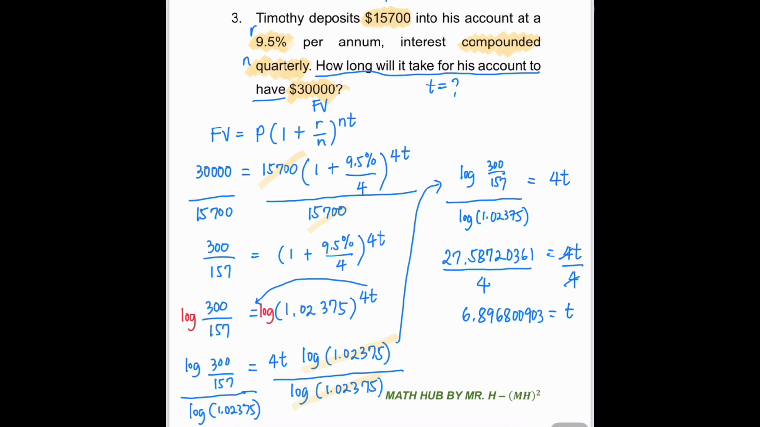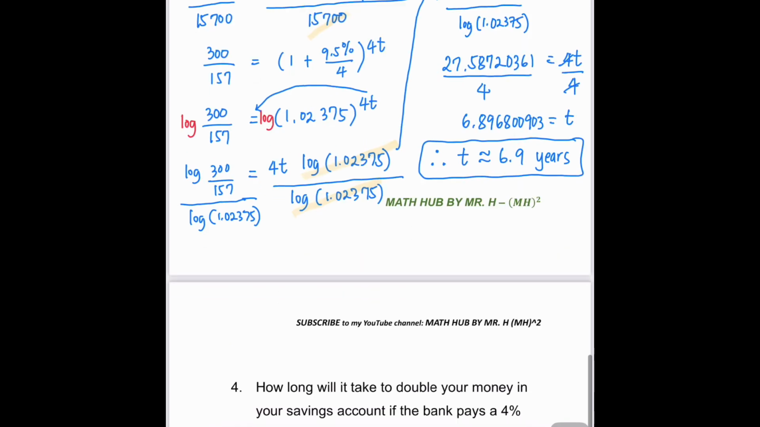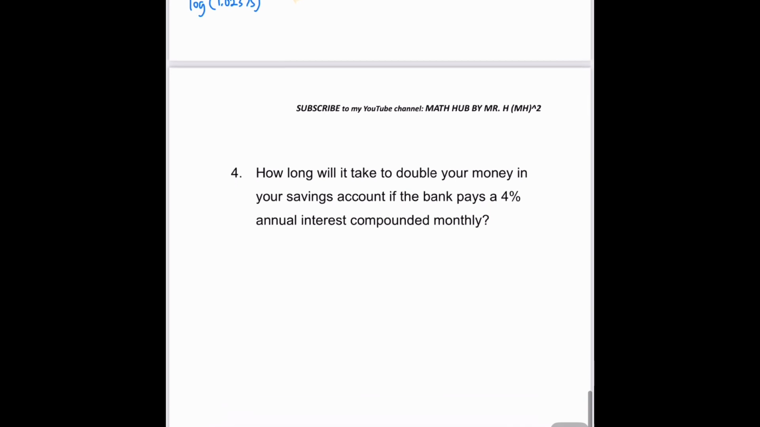Depending on what the requirement is, definitely here you can leave your answer in one decimal place. So I can say that the value of t will be approximately equal to 6.9 years. All right, let's jump straight to our very last example, which is still the application of solving logarithmic equations.